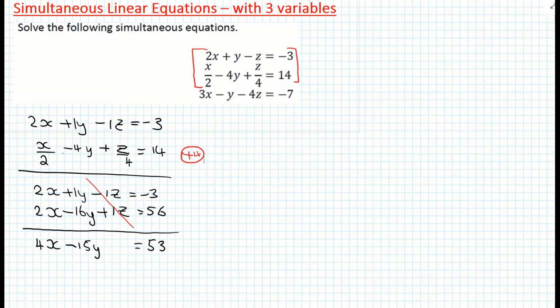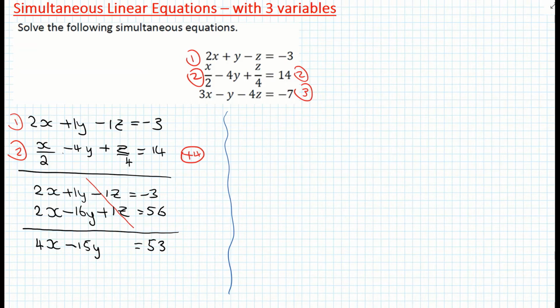Next step I'm going to do is I'm going to take another pair of my original equations and I'm basically going to do the same thing again. So this time I'm going to take the bottom two equations. So in the first example here, I took the first two equations. So I could call them 1 and 2. And in the next ones, I'm going to take 2 and 3. Now you could also pair up 1 and 3, that could be another option, but I'm going to take 2 and 3. So I'm going to write out my two equations again.